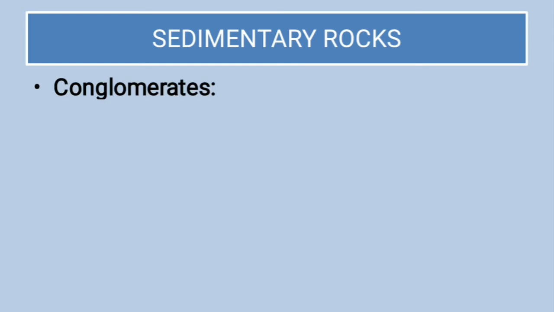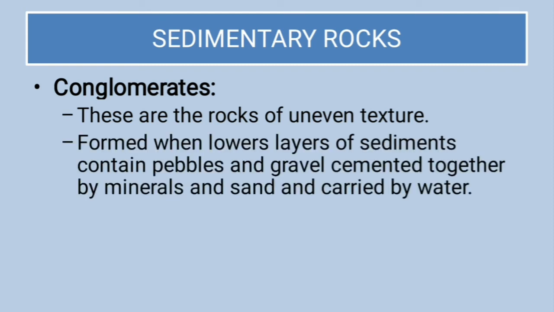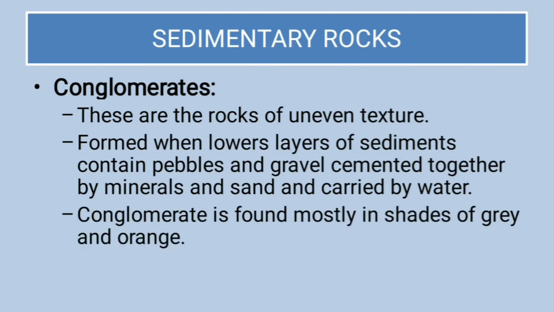Then comes conglomerates. These are the rocks of uneven texture, formed when lower layer of sediments contain pebbles and gravel, cemented together by minerals and sand and carried by water. Conglomerate is found mostly in shades of grey and orange.